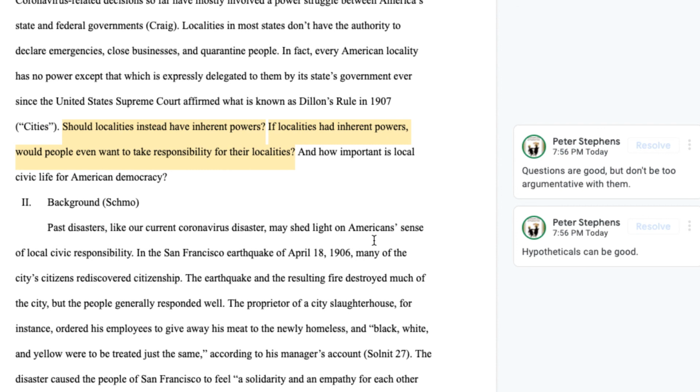I go on. If localities had inherent powers, would people even want to take responsibility for their localities? So hypotheticals can be good. The hypothetical is based on the supposition that localities had inherent powers. So I'm supposing that, which makes the question a hypothetical question.